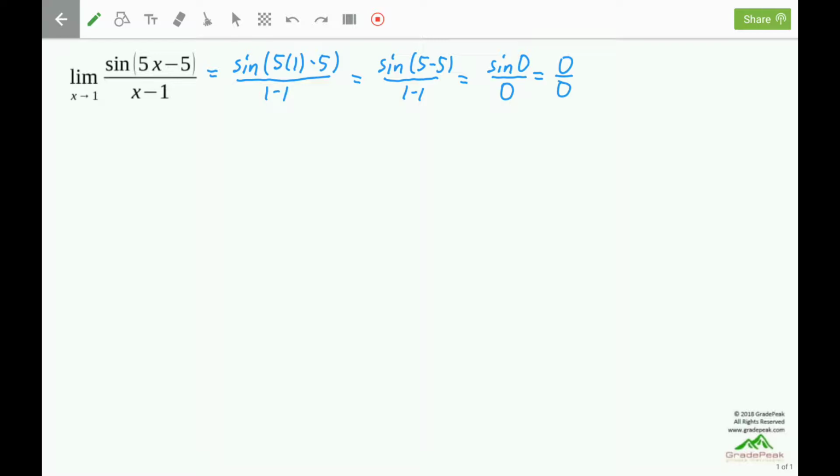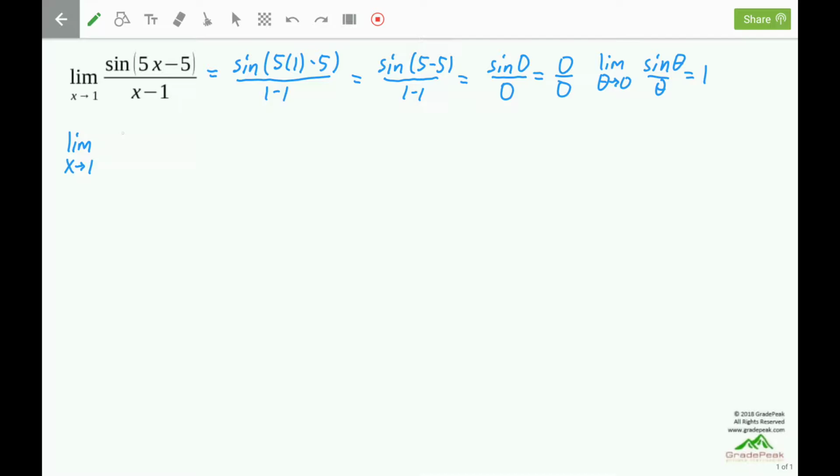We have the 0 over 0 indeterminate form coming from a trig function and a power function, so we're going to make use of the identity: limit as theta goes to 0 of the sine of theta over theta equals 1. What you have to do is match the other position with the phase of the sine function.